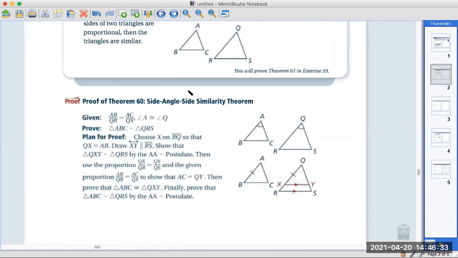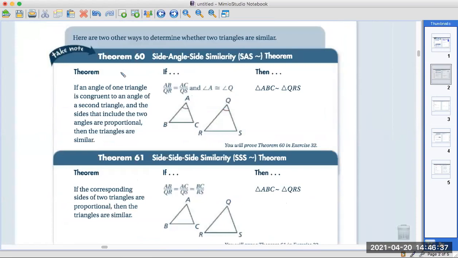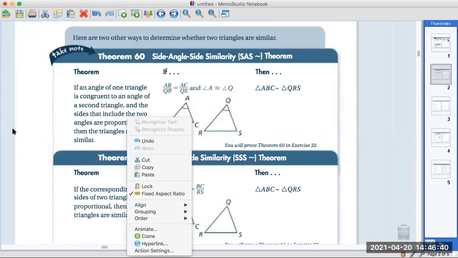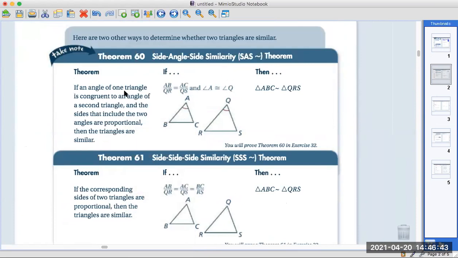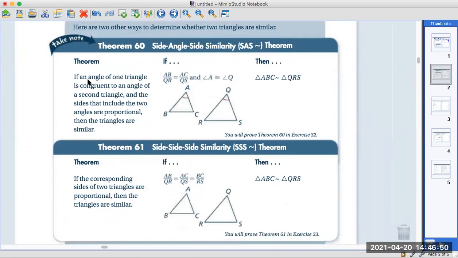And on that one, we have several ideas. So this is the side angle side similarity theorem. So here, that gets a little more complicated. The AA is the simple one. This one, okay, let's read. If an angle of one triangle, there's my one triangle, is congruent to, they call it an angle, I say one angle. So there's only one angle involved. And the sides that include the two angles are proportional. So the sides that include those two angles are these two. The word include also could say the sides that form those angles.